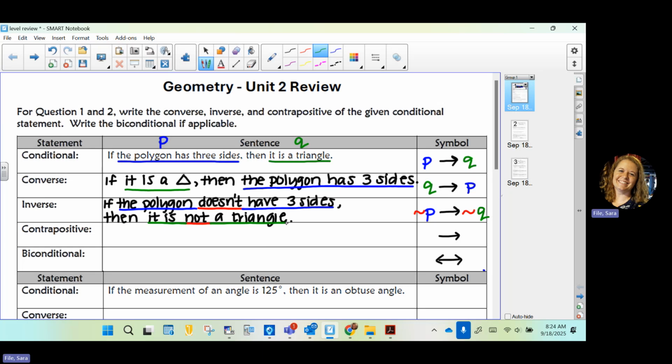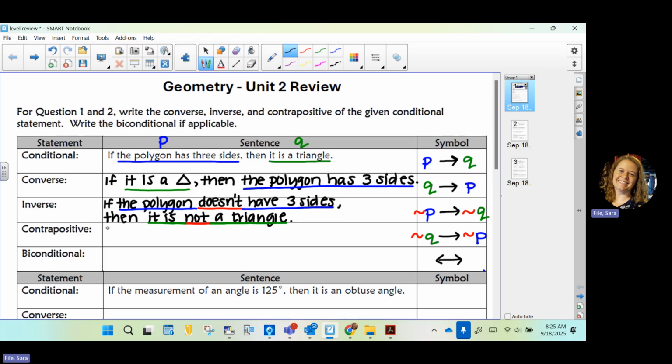All right, now what about the contrapositive? What did the contrapositive do? Well, the converse is if Q, then P. What's the contrapositive? Well, it's like the not. The not Q. Yeah, it's if not Q, then not P. So it negates and it switches the order. Good.